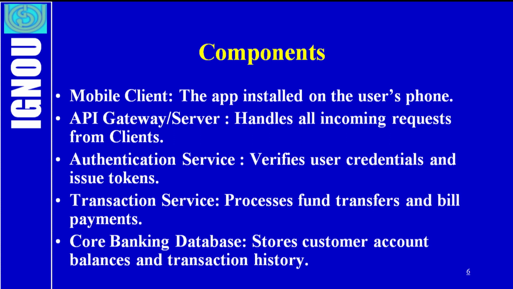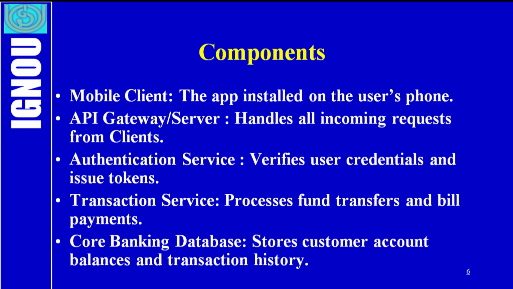The next is what are the components of the app or the software. One is mobile client. It is installed on the user's phone. That is what you install from your App Store or Google Play. Then comes API gateway or server. It handles all the incoming requests from the clients. Suppose you want to know the balance of your account. That is a request coming from the input. Of course, a request is normally input when it is coming from the end user.